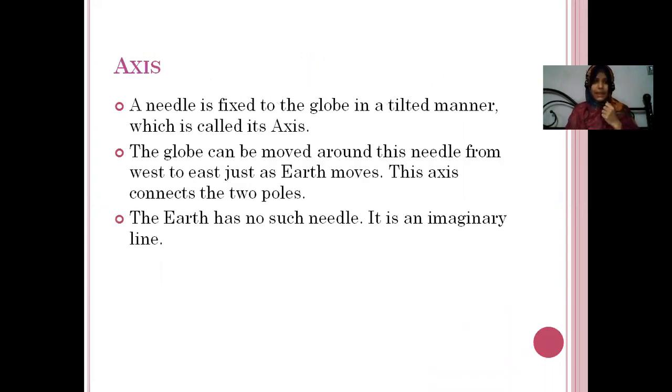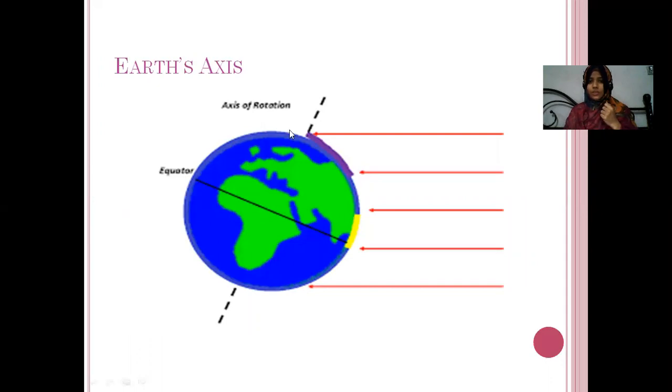Now, what is an axis? Axis is actually a needle fixed to the globe in a tilted manner, which is called its axis. The globe can be moved around this needle from west to east just as Earth moves. And this axis connects the two poles. The Earth has no such needle, it is just an imaginary line. You can see in this picture, this dotted line going from the north to the south, this line is actually an imaginary line, and this imaginary line is known as the Earth's axis.